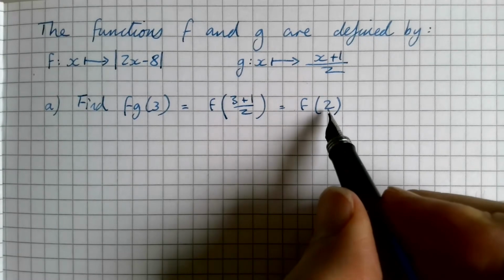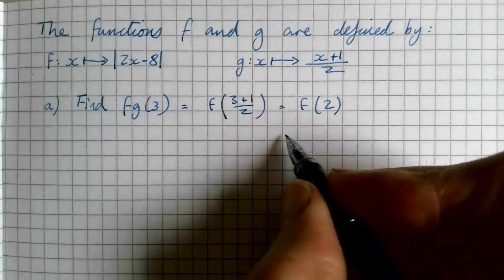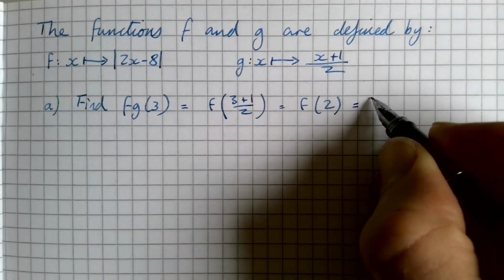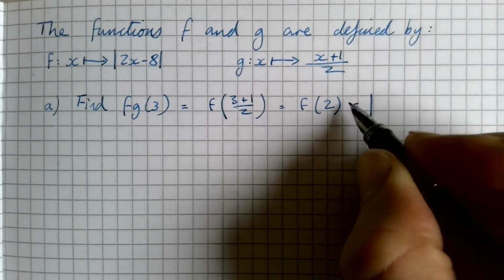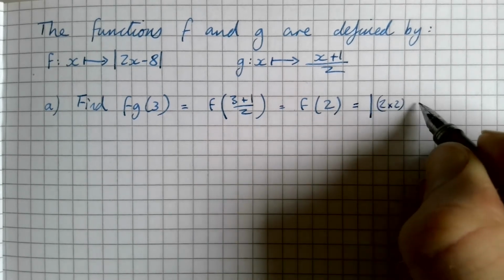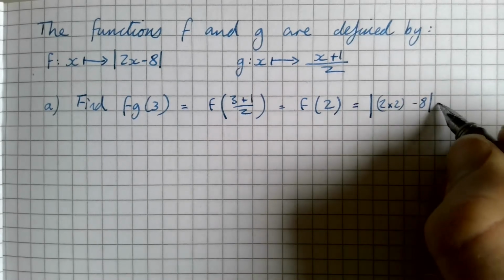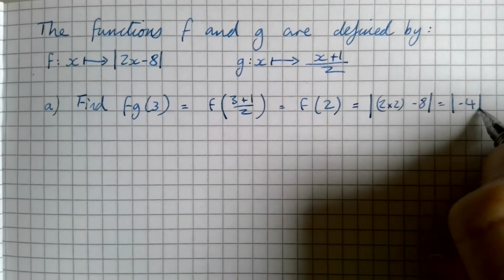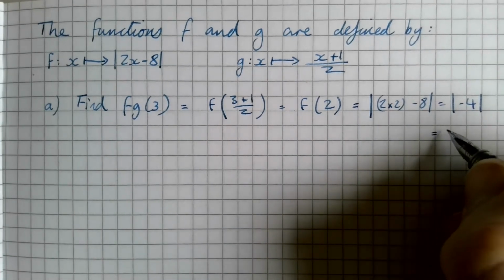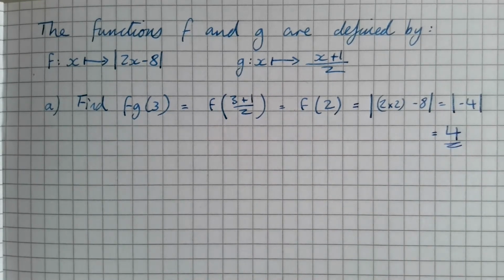And then we're going to put 2 into this, and this is modulus, isn't it? So we are going to be saying that that's going to be equal to, just put that outside it, we work out what's inside it first, don't we? So that's 2 times 2, take 8. 2 times 2 is 4, take 8. So we're looking for modulus of minus 4, which means we can ignore the negative and just get an answer of positive 4.